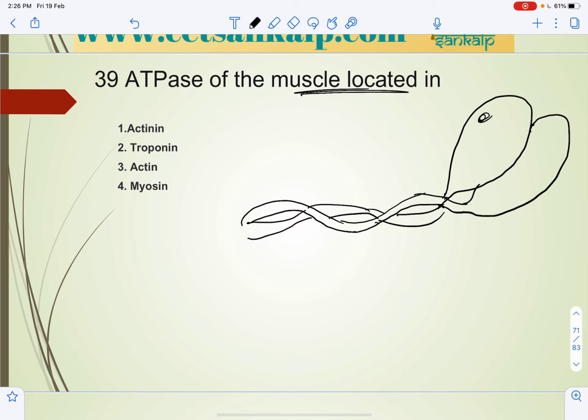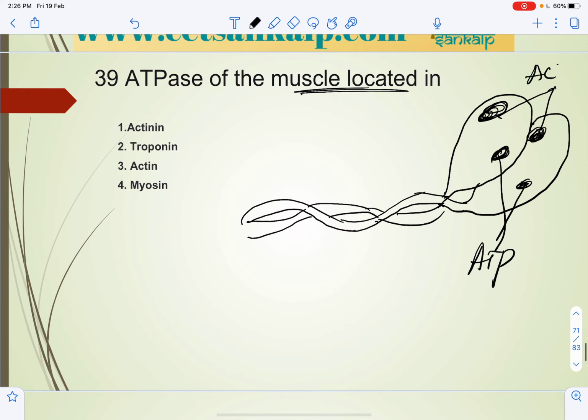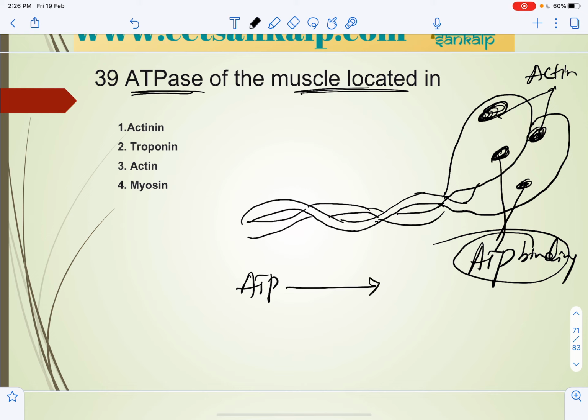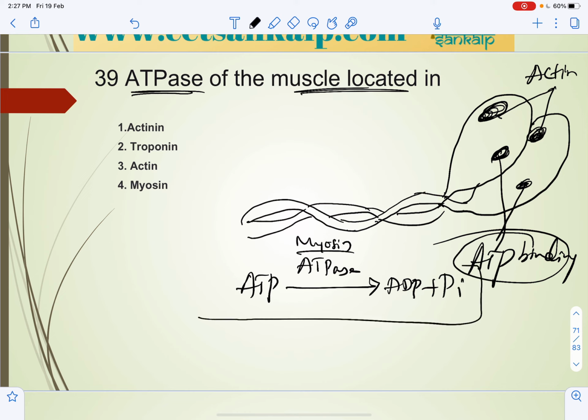Here these are the actin binding sites of the myosin, and these are the ATP binding sites. So the ATPase of the muscle is located in the myosin head. Why? Because it hydrolyzes the ATP. ATP is hydrolyzed by ATPase, also called myosin ATPase as it is present in myosin, into ADP and inorganic phosphate. So that is what is seen in myosin.